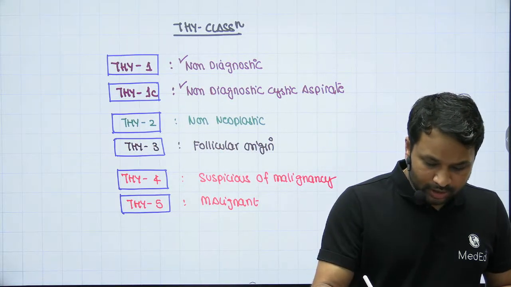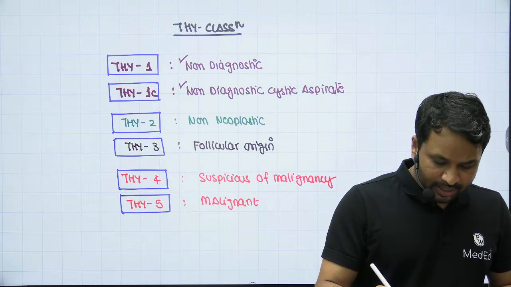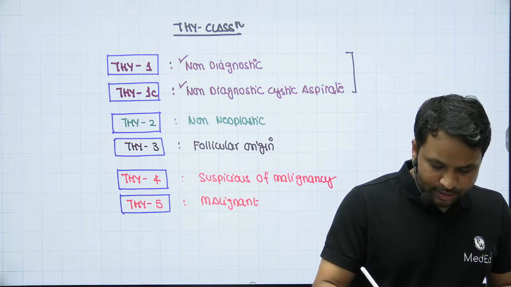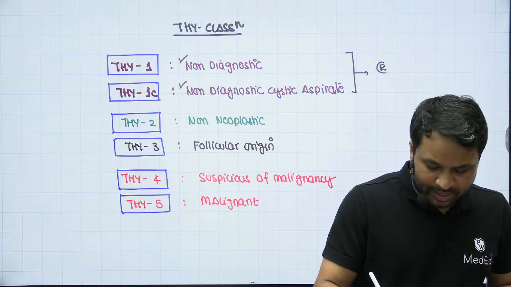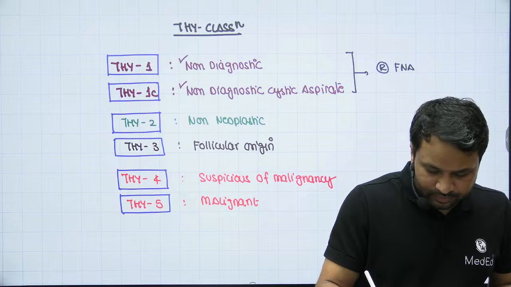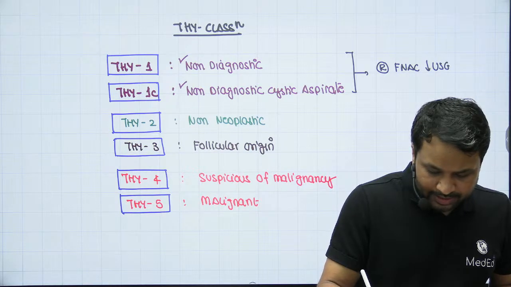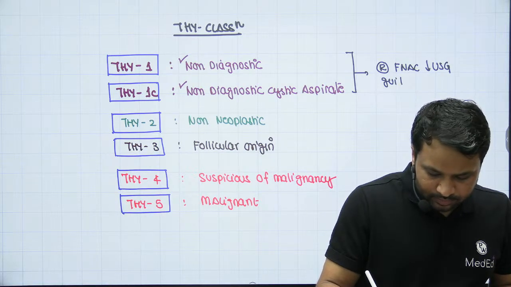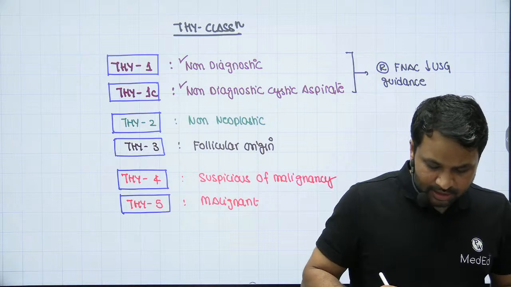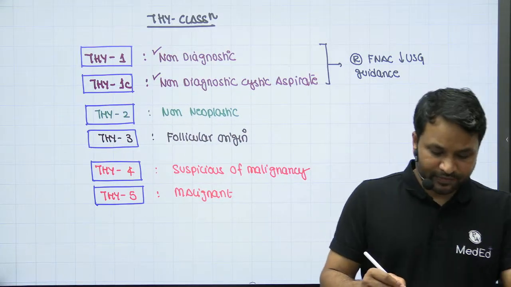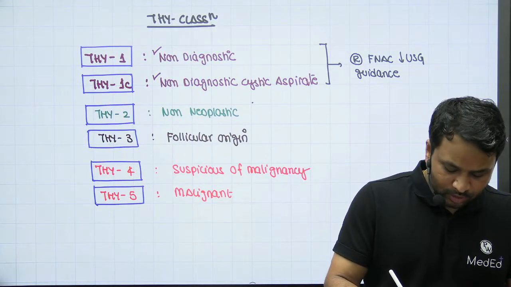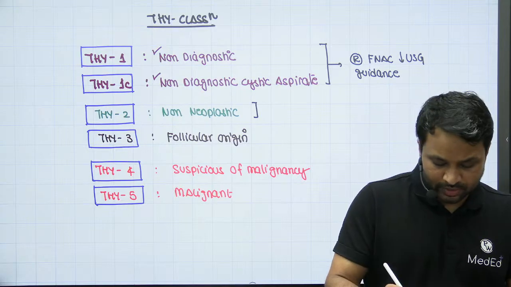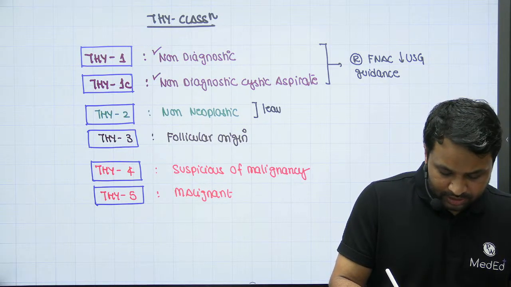So what are you going to do about these? If you have a non-diagnostic aspirate, you have to repeat FNAC under ultrasound guidance. If it is non-neoplastic, then you can ask the patient to do whatever they want to, so leave it.